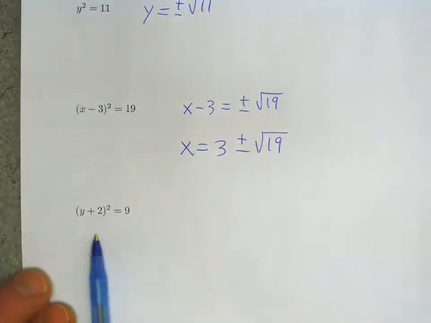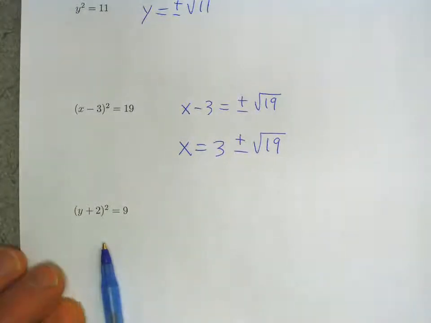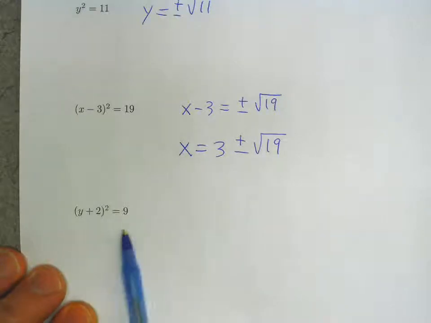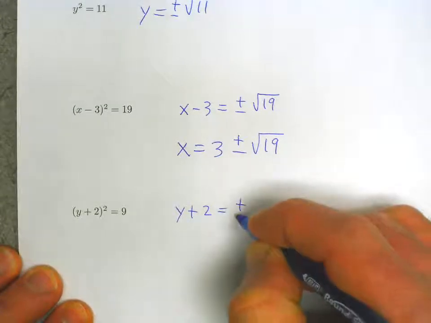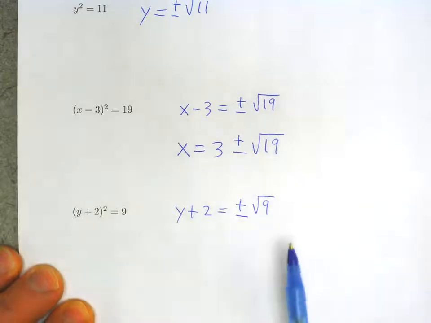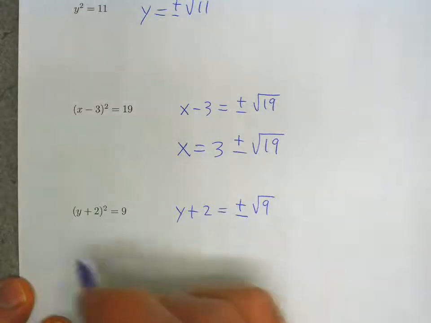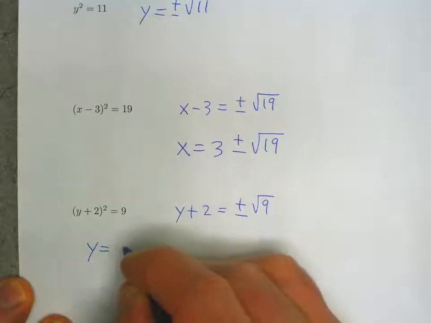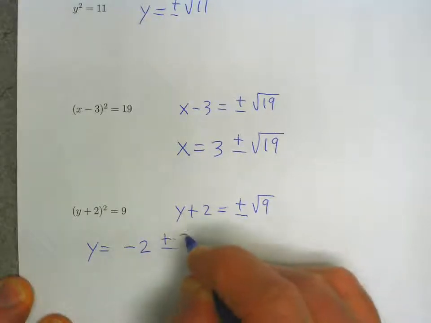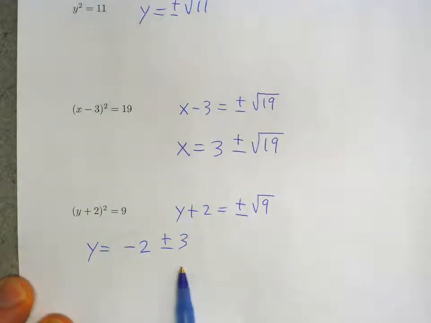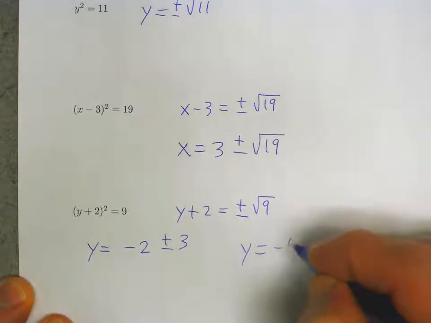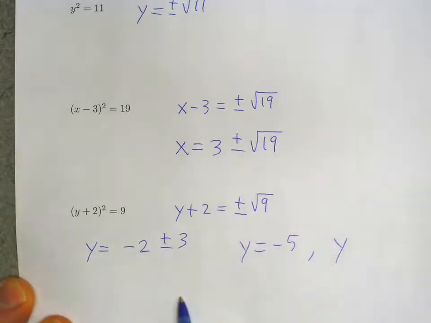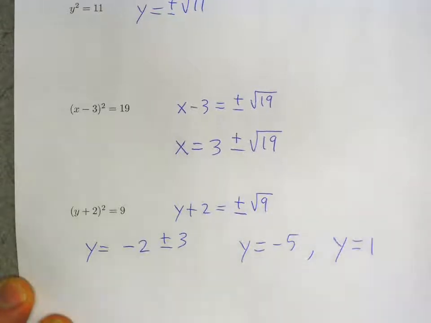And then one more example involving the square root property. If y plus 2 squared is 9, then we can write y plus 2 equals positive and negative square root of 9. The square root of 9 simplifies to 3, so in the next step, I'll write y equals negative 2 plus and minus 3. We can simplify further, so we have to write the solutions separately. One solution is negative 2 minus 3, or negative 5, and the other solution is negative 2 plus 3, or positive 1.